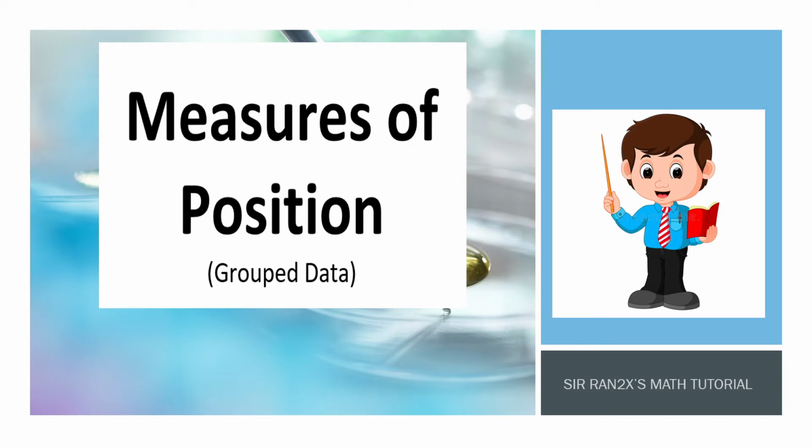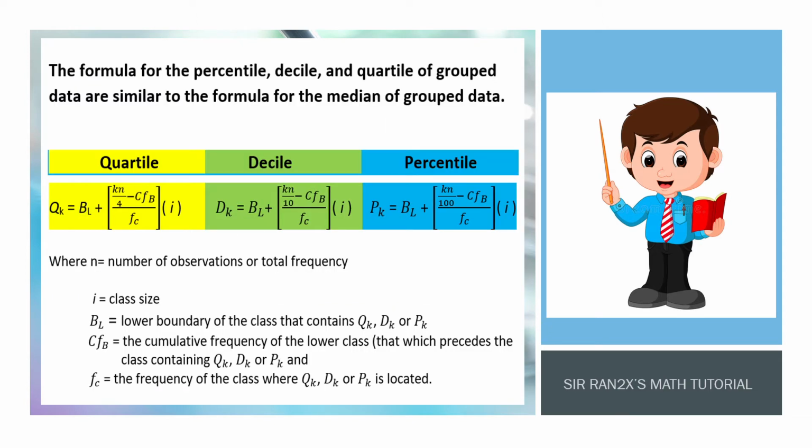In the previous video that I posted, we talked about measures of position, but that was ungrouped data. This time it's grouped data. The measures are the quartiles, deciles, and percentiles. So we'll try to learn how to calculate those when it's already grouped data. Let's find out what we are going to do.